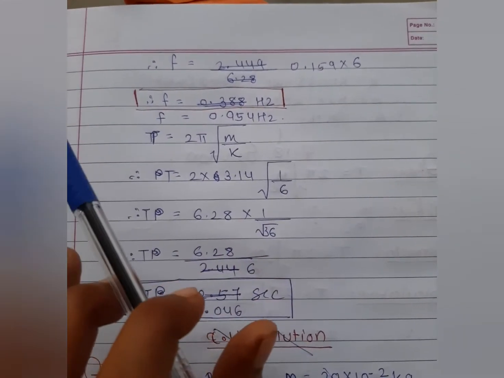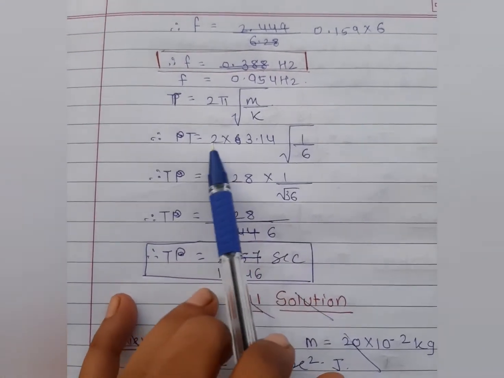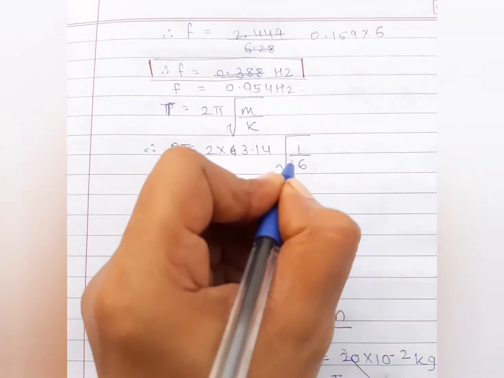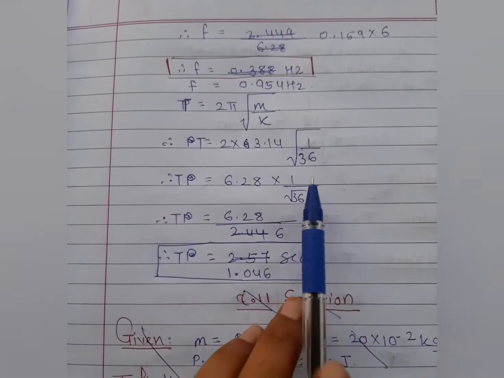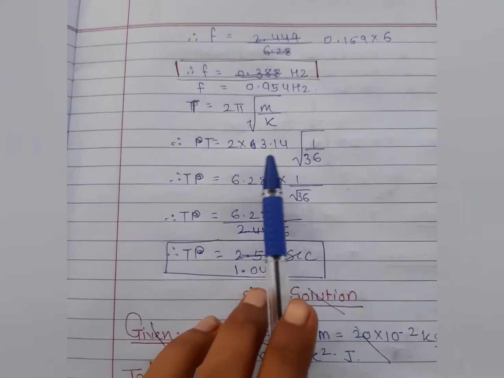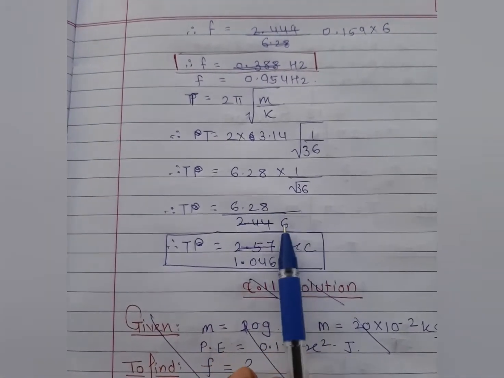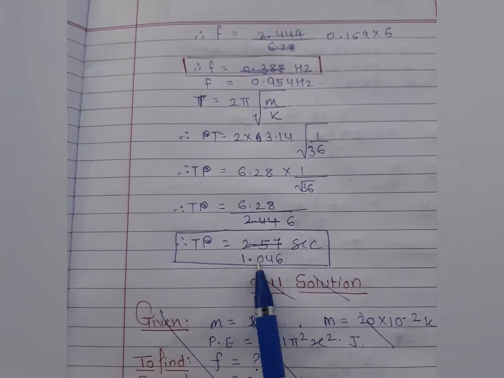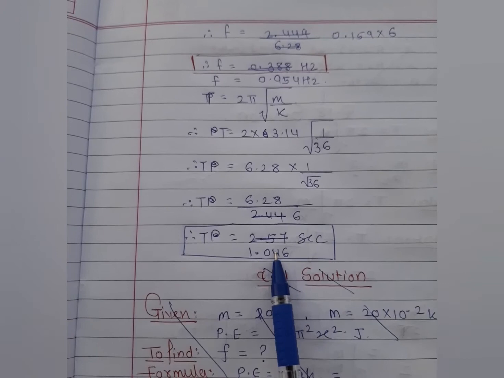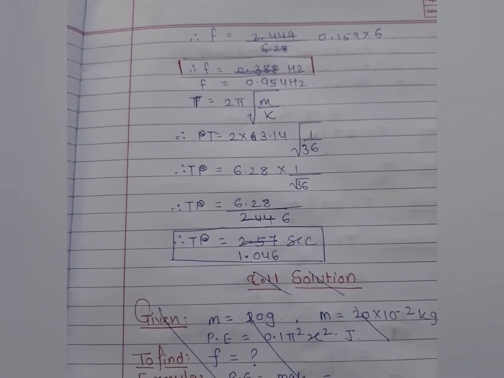Clear? It's very simple, students. And the time period is 2 pi root of m by k. So 2 into 3.14 and root of m by k, that is 1 by 36, and root of 1 by 36 is 1 by 6. 3.14 multiplied by 2 is 6.28, and 6.28 divided by 6 gives 1.046 seconds. With the help of significant figures, students, you can round this value also. Clear? So here we get the time period of this particle.